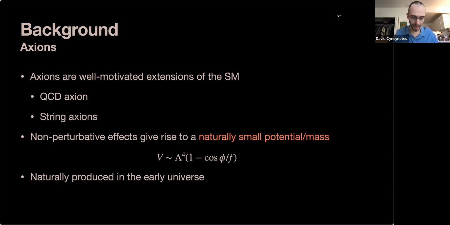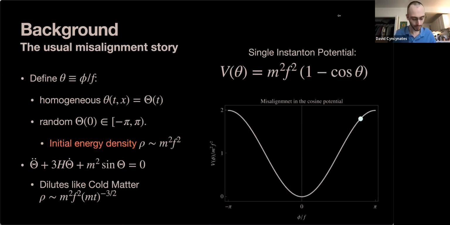Okay, now axions have numerous natural production mechanisms in the early universe. And the one that we'll be focusing on today is the misalignment mechanism. So in order to make our discussion of misalignment a little bit simpler, we can replace the axion field phi with theta, which is just the axion field over its decay constant. This makes the potential 2 pi periodic. And note out front, I've replaced the instanton scale with the axion mass squared times the decay constant squared. Okay. Now, the usual story of misalignment goes as follows.